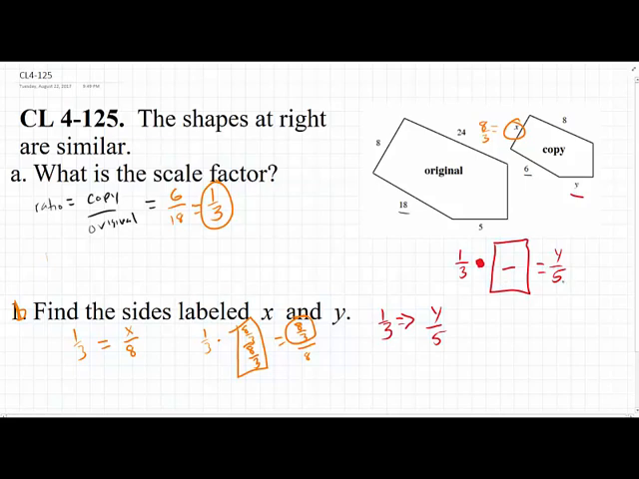So 3 times what is 5? Well, 3 times 5/3 will be 5. So 1 times 5/3. Okay, so Y is going to be 5/3 because 1 times 5/3 is just 5/3. So Y is going to be 5/3.